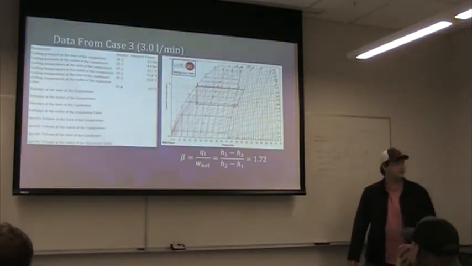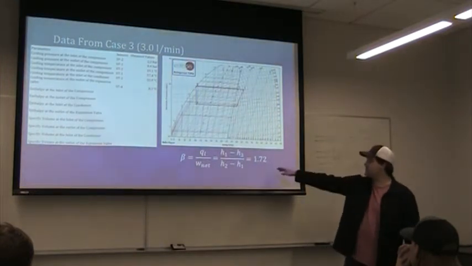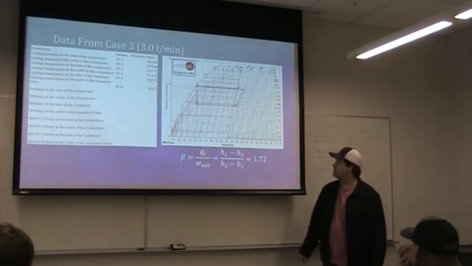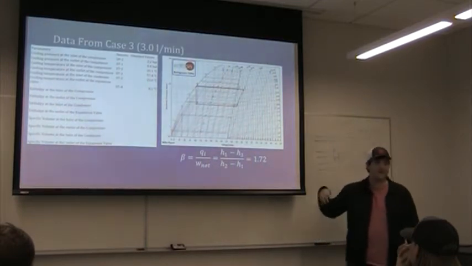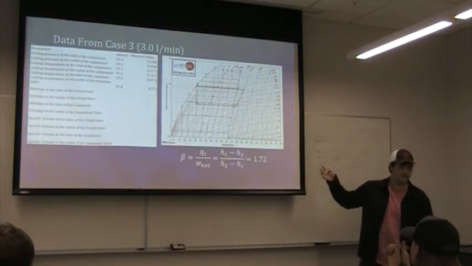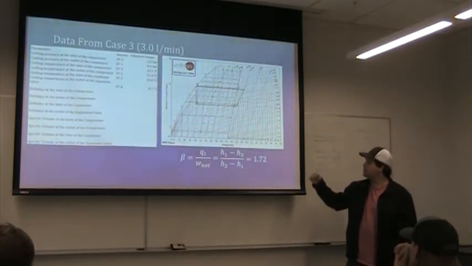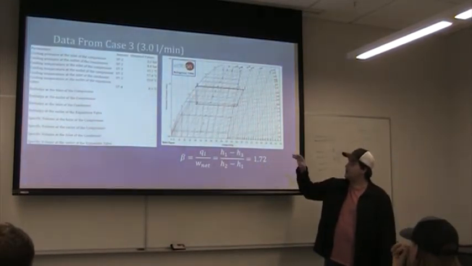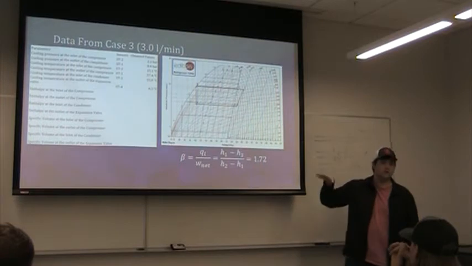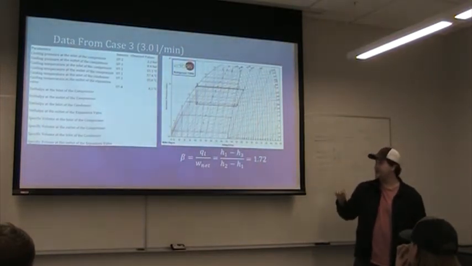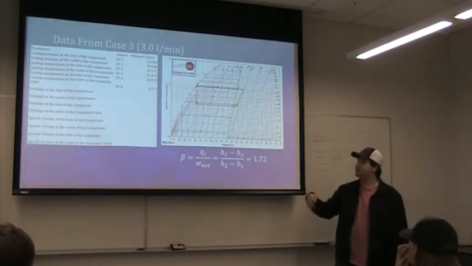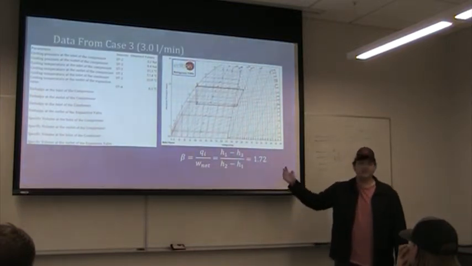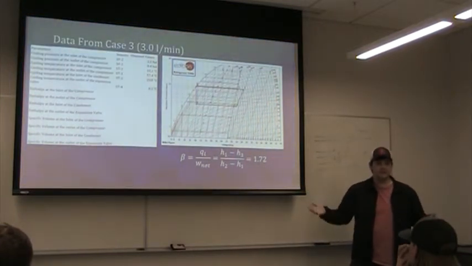The next one that we have is 3 liters per minute. As you can see, our coefficient of performance went down to 1.72, and the higher the coefficient of performance is, the better it is. So basically, what we're seeing here is that originally we thought the lower the flow rate through the evaporator, the better it was going to be. However, once we got to 3 liters per minute, we could see that maybe it's just a balance.